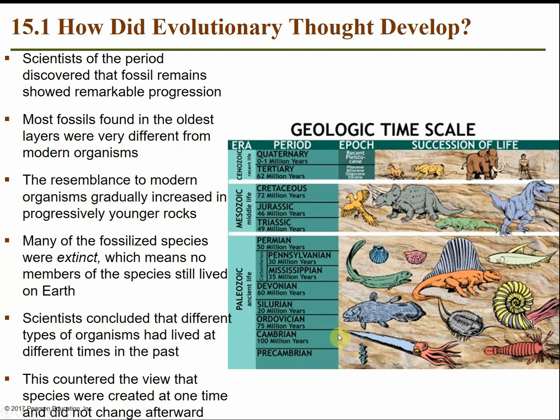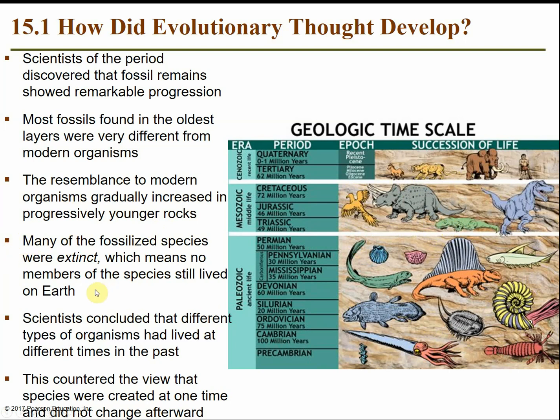So we can see this complexity or resemblance to modern organisms gradually increase as we get to the younger rocks, right? So these earliest organisms, again, the trilobites, pretty much resemble almost no current modern organism, whereas some dinosaurs do show some similarities to modern reptiles and birds. So we also know that now many of the fossilized species were extinct, which means there are no current organisms of that species living on Earth.